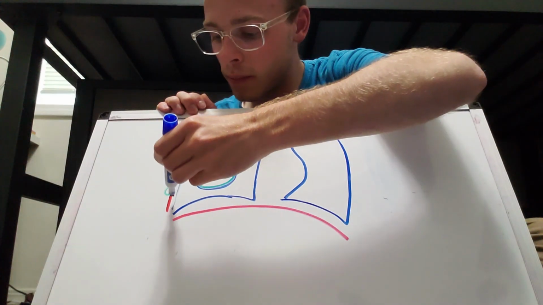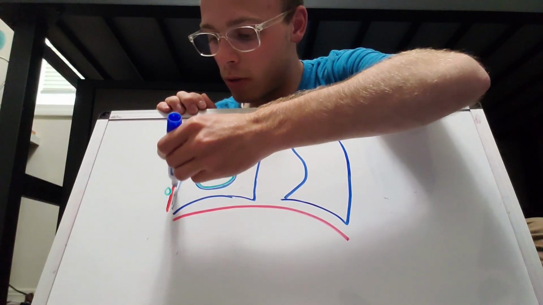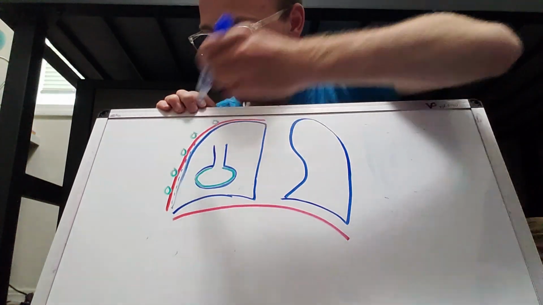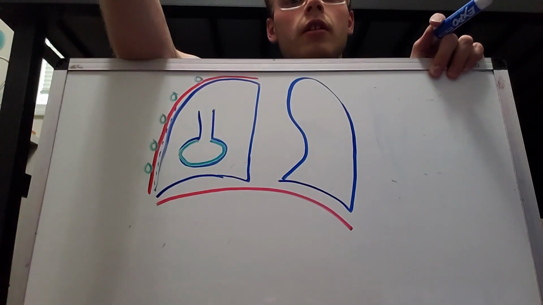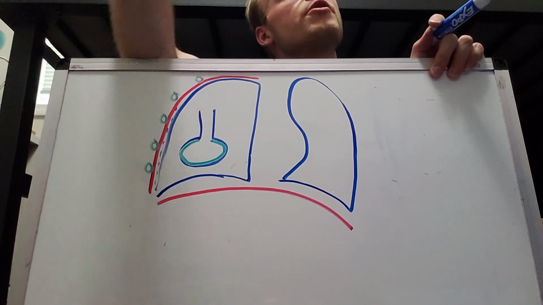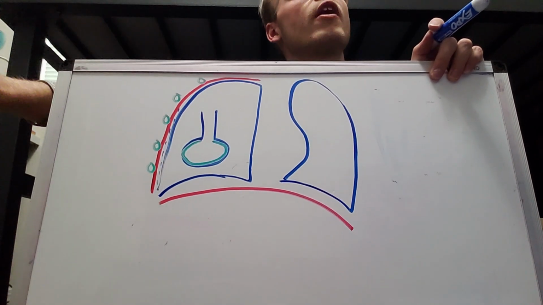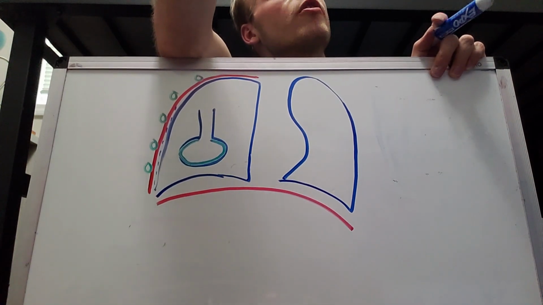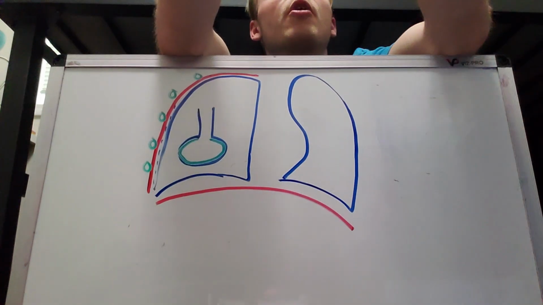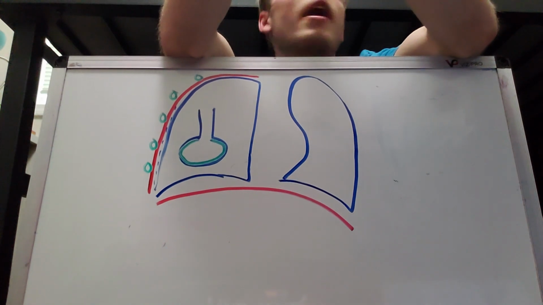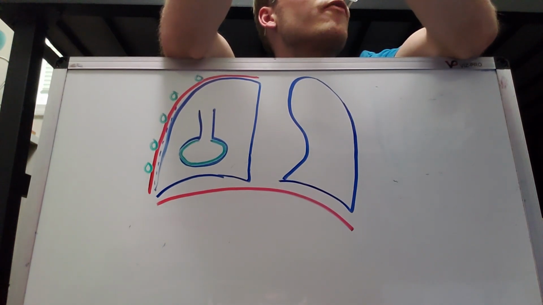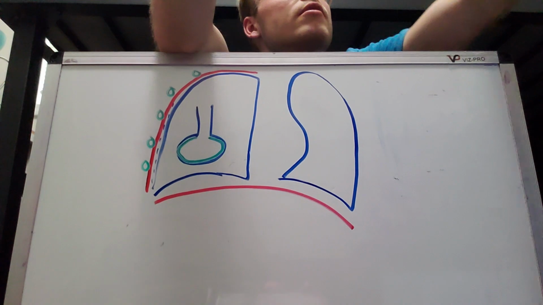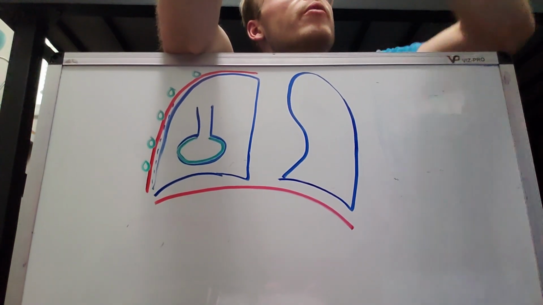So the cool thing is you normally have some amount of fluid in here, but you also have lymph vessels. And what those lymph vessels do is they pull out all of that fluid constantly. And so that creates a suction force. So that keeps your parietal pleura nice, tight, and snug up against your visceral pleura. So it keeps your lungs kind of stuck to the side of your rib cage.